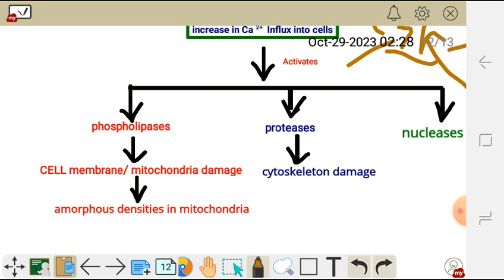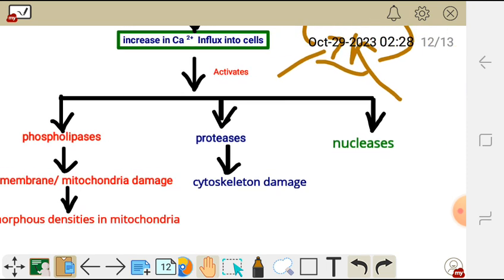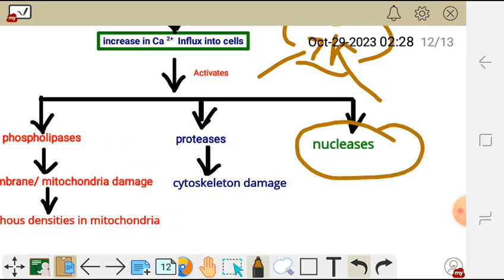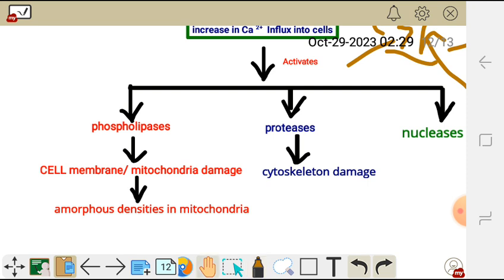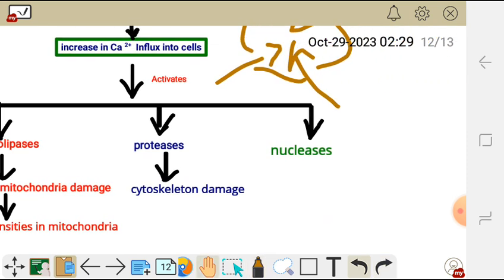Then from there, proteases also are going to be activated by the calcium. Then proteases are going to cause cytoskeleton damage. Then apart from this, we are also going to see nucleases activated by the calcium. The nucleases are going to degrade the DNA inside the nucleus. It's going to be damaged. And then from here, the cell will eventually die.